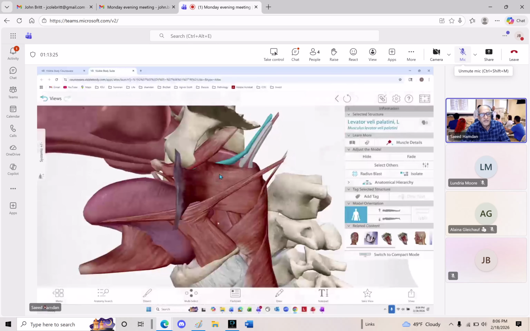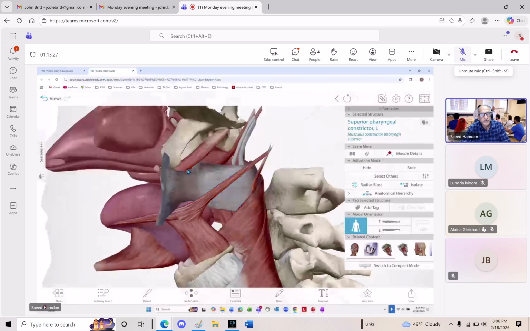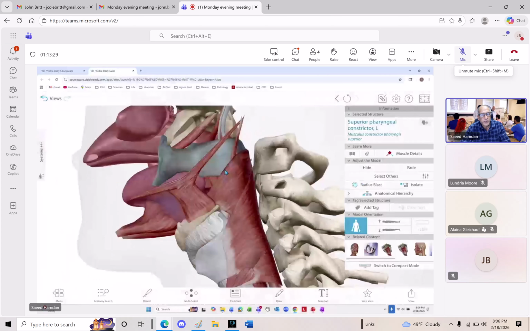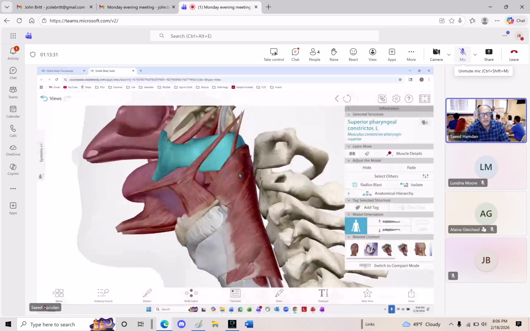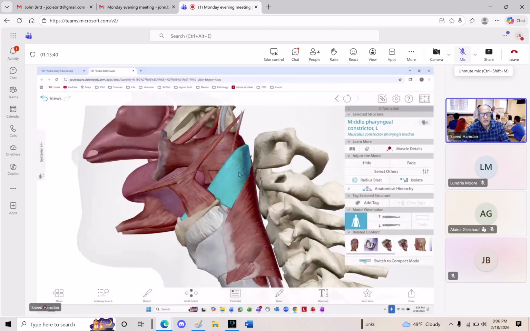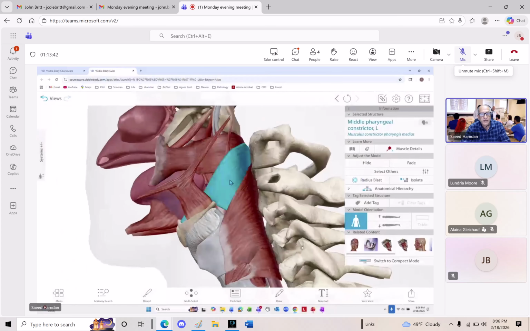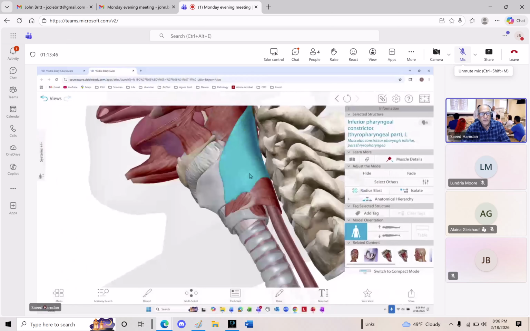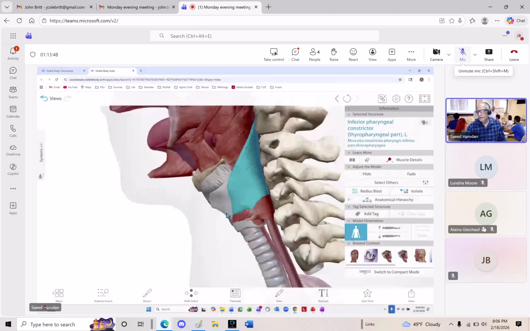And then you have the constrictors, right? You're going to have the superior constrictor, and between the superior constrictor and the middle constrictor, sandwiched between them, you're going to have the stylopharyngeus, and then you continue with the middle pharyngeal constrictor, and then the inferior constrictor. Now the tongue is the one that, I don't see that much stuff in the tongue.